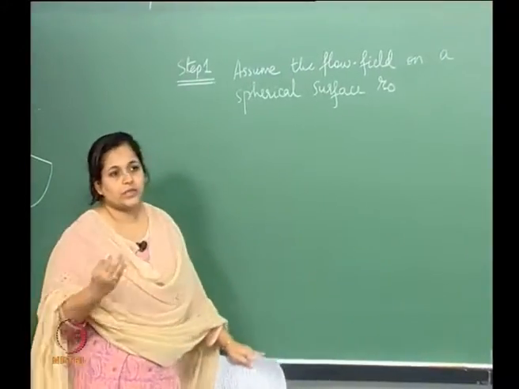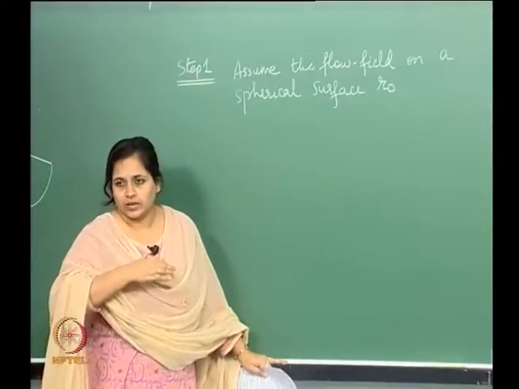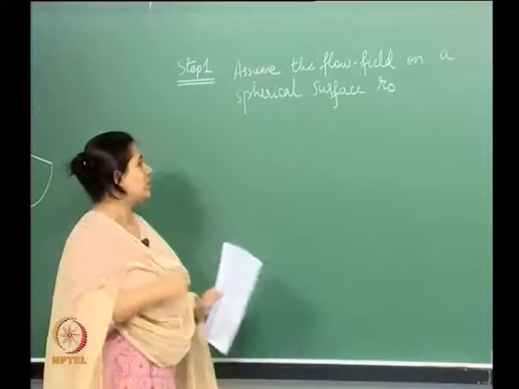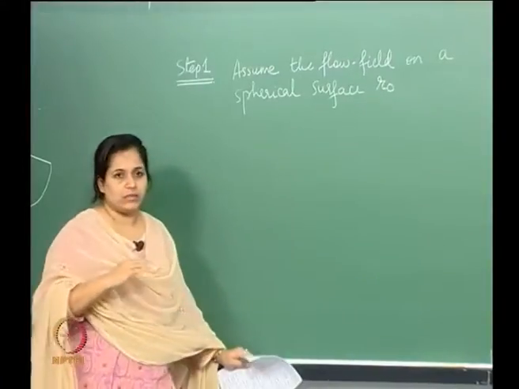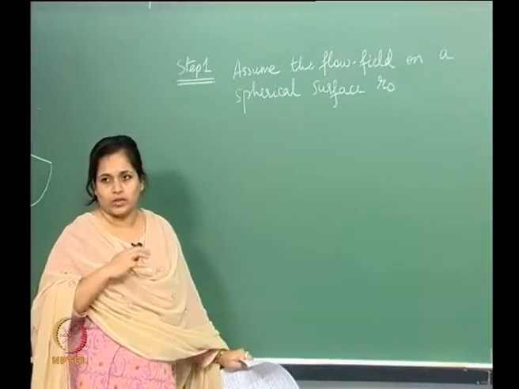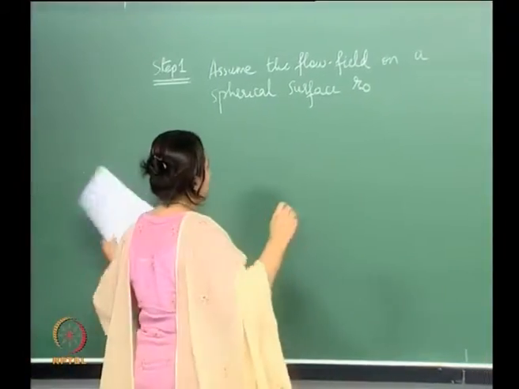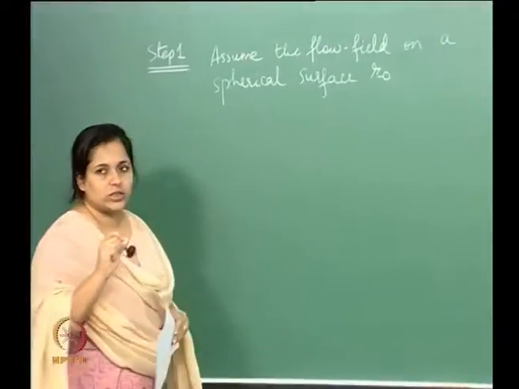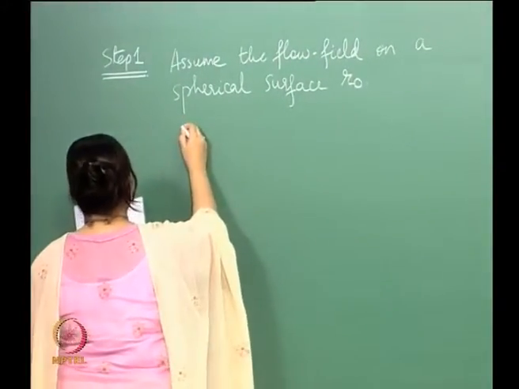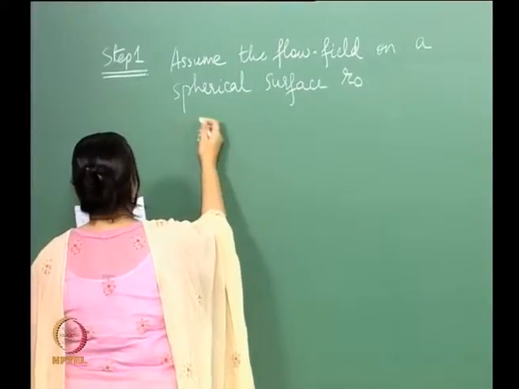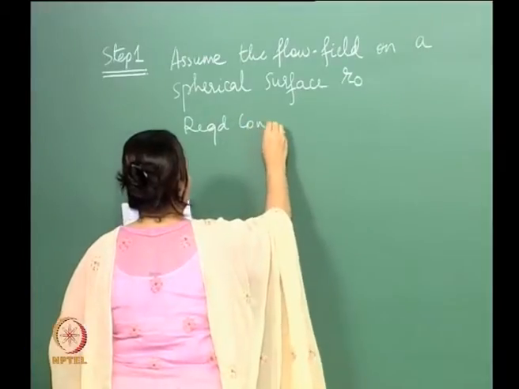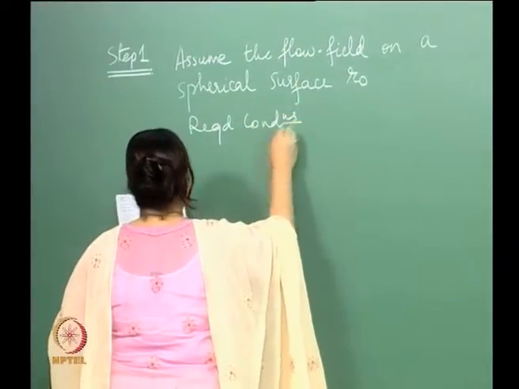The assumed flow is non-conical, but you can really be arbitrary when you assume the flow out here. Although there are two conditions that have to be adhered to, which are required conditions.